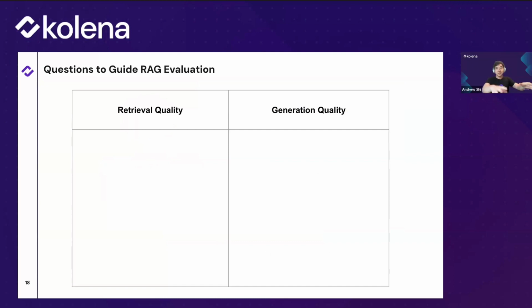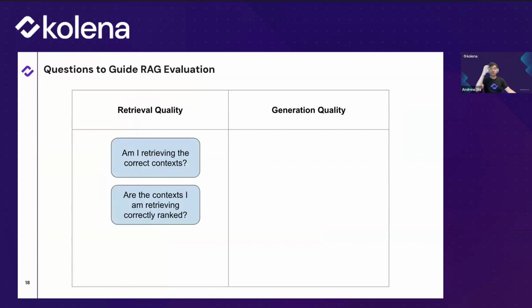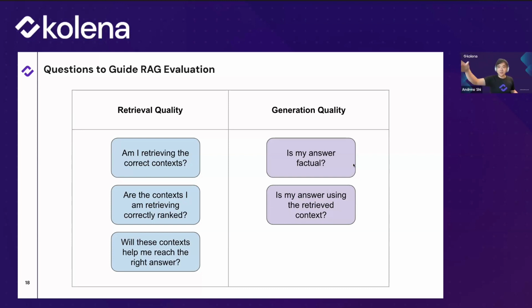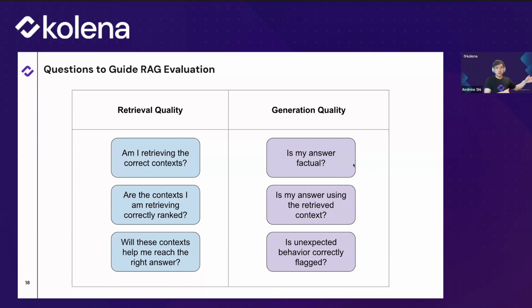So once again, going to the dichotomy between retrieval and generation. On the retrieval side, we just want to make sure that we're retrieving the right context, that we're ranking the contexts correctly when we retrieve them, and that these contexts are actually meaningful and relevant. And on the generation side, given that retrieved context, is my answer factual? Is it actually using the retrieved context, or is it generating an answer elsewhere based on other things that went in as input for the LLM? And is unexpected behavior correctly flagged? If there is misalignment between how you want the system to behave and the information that is being generated, can the generator handle that and be robust to that?